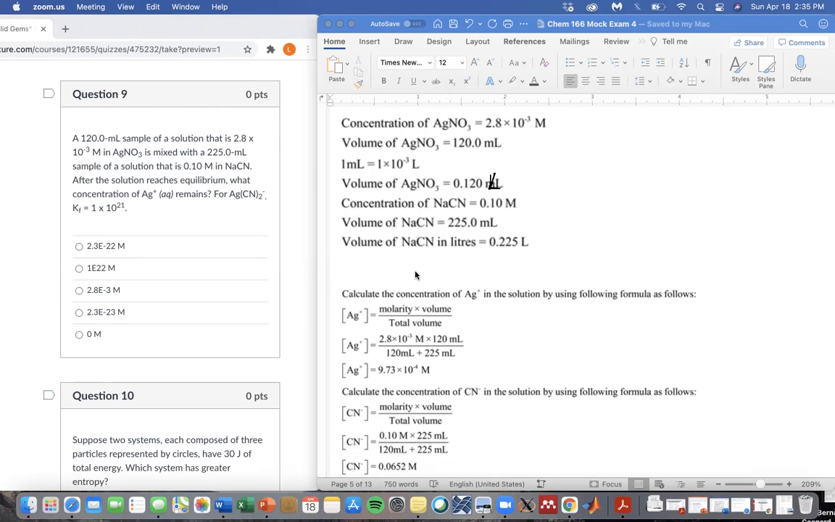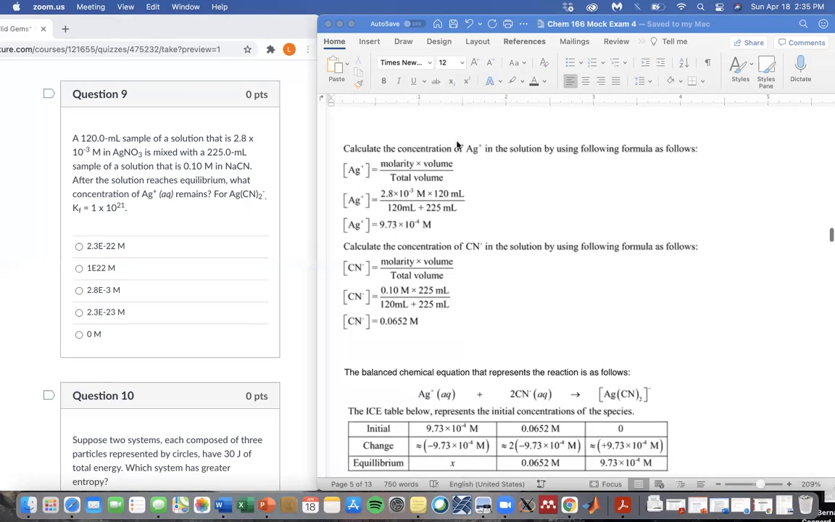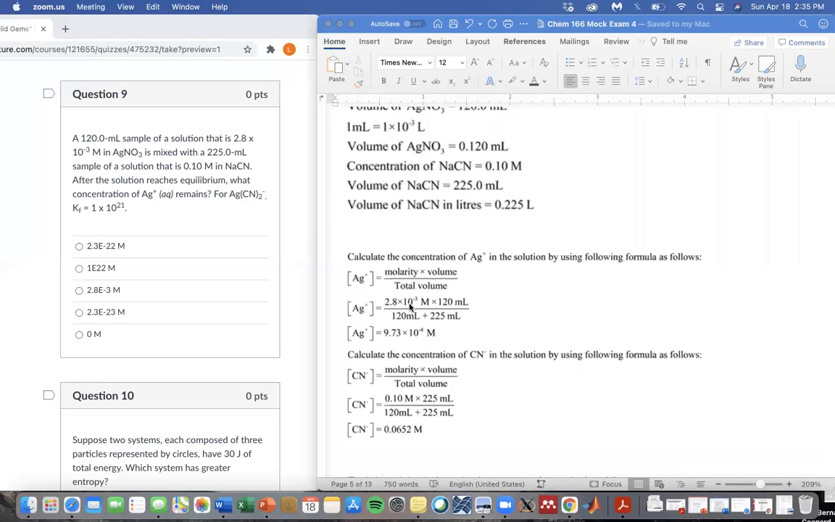And so in order to calculate the concentration of Ag plus in the solution, you have to use the total volume here. So you're given, you have to find the number of moles first. So when they're doing the 2.8 times 10 to the -3 molar times 120 milliliters, they're actually solving for the total number of moles and then dividing by the total volume to get the new molarity of it.